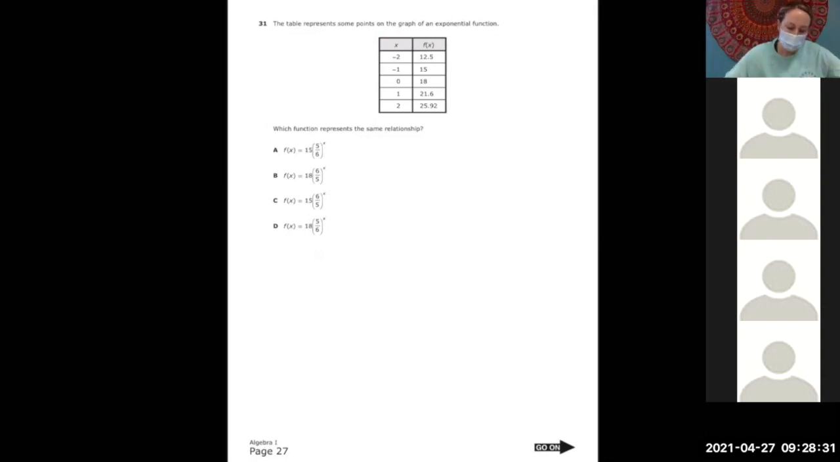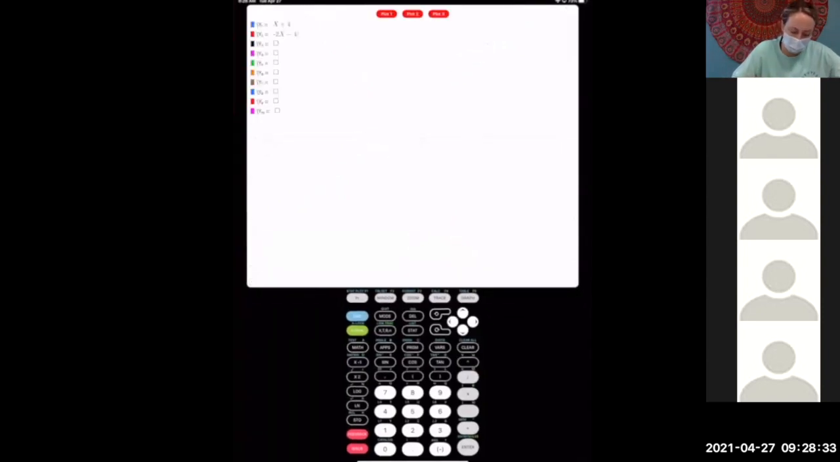So I'm going to go to my calculator. I'm going to go to y equals. I'm going to plug in my 4 equations. So for A, I've got 15 times 5 divided by 6 to the x power. Remember, to make it to the x power, you press the caret button, which is right above divide, okay?